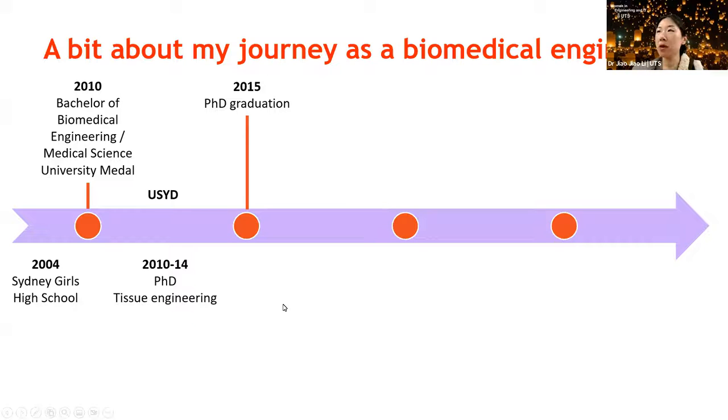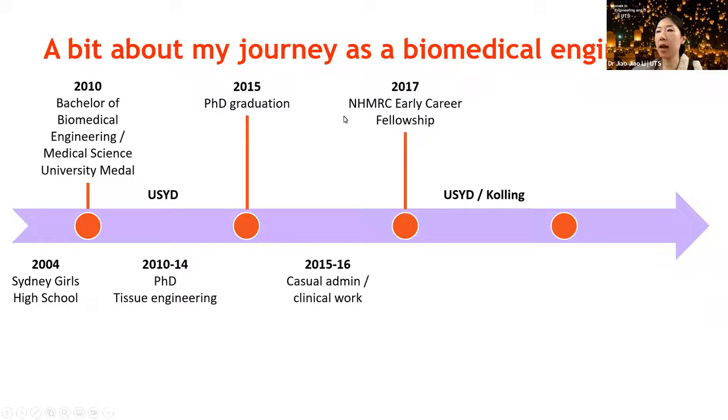But anyway, I graduated in 2015, and had a period of downtime because one of my family members passed away at the time. And so I took a little bit of time off, and I did a lot of random bits of casual work. So it was a bit of teaching, a bit of admin, a bit of casual clinical work, which was all good experience, but I wasn't in any kind of a full-time role at the time. But what I did do during that downtime was publish some papers from the results that I generated during my PhD. And I also applied for this thing called a National Health and Medical Research Council Early Career Fellowship.